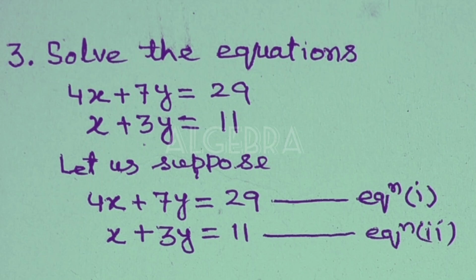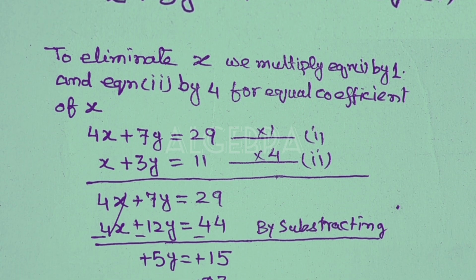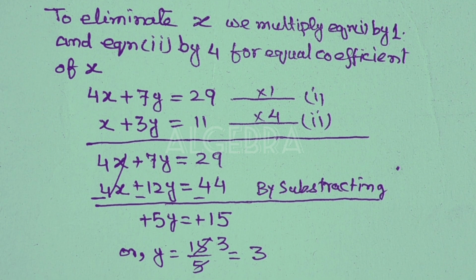3. Solve the equations 4x + 7y = 29 and x + 3y = 11. Let us suppose 4x + 7y = 29 is equation 1, and x + 3y = 11 is equation 2. To eliminate x, we multiply equation 1 by 1 and equation 2 by 4.